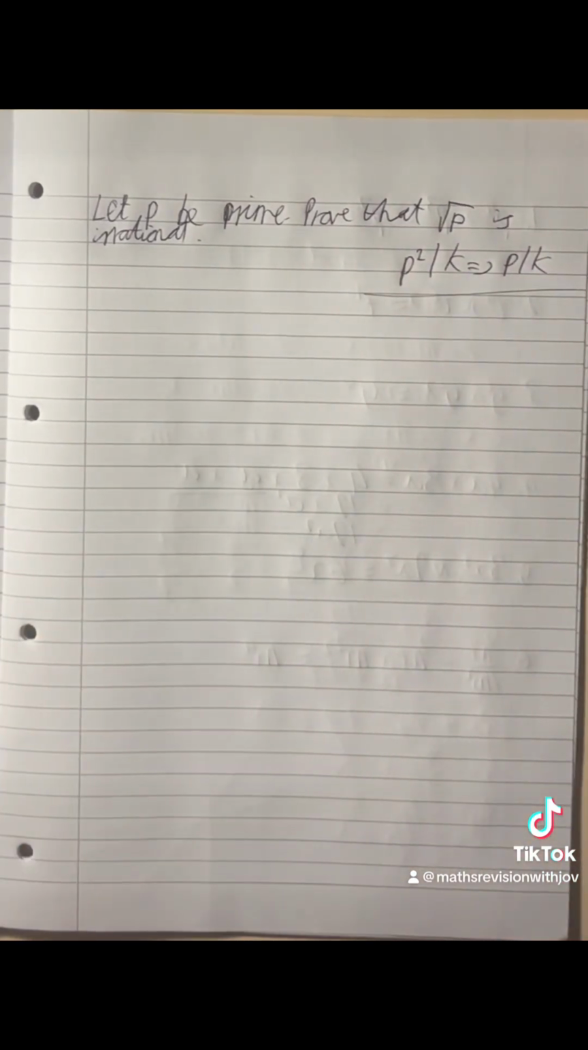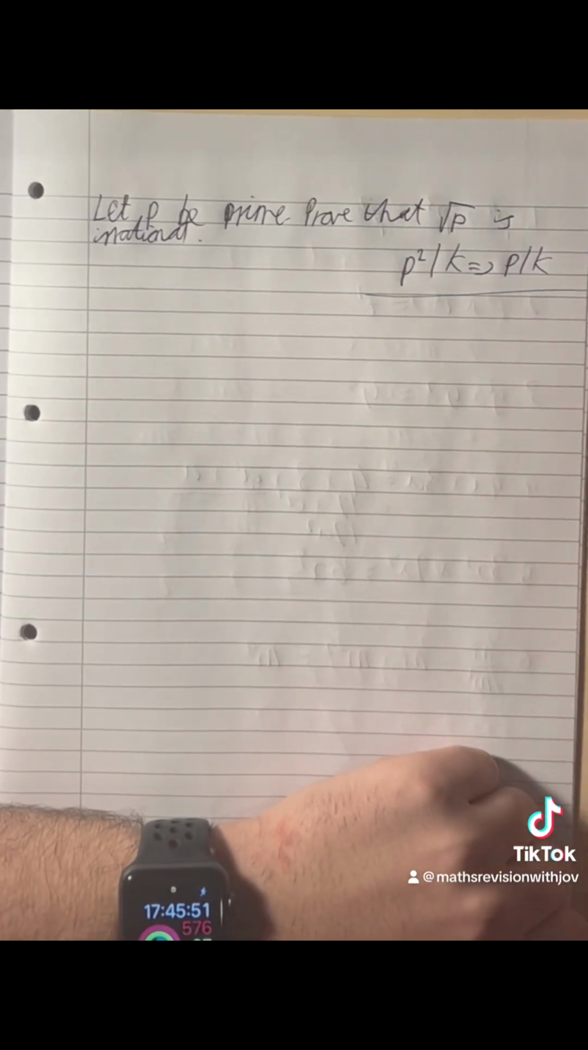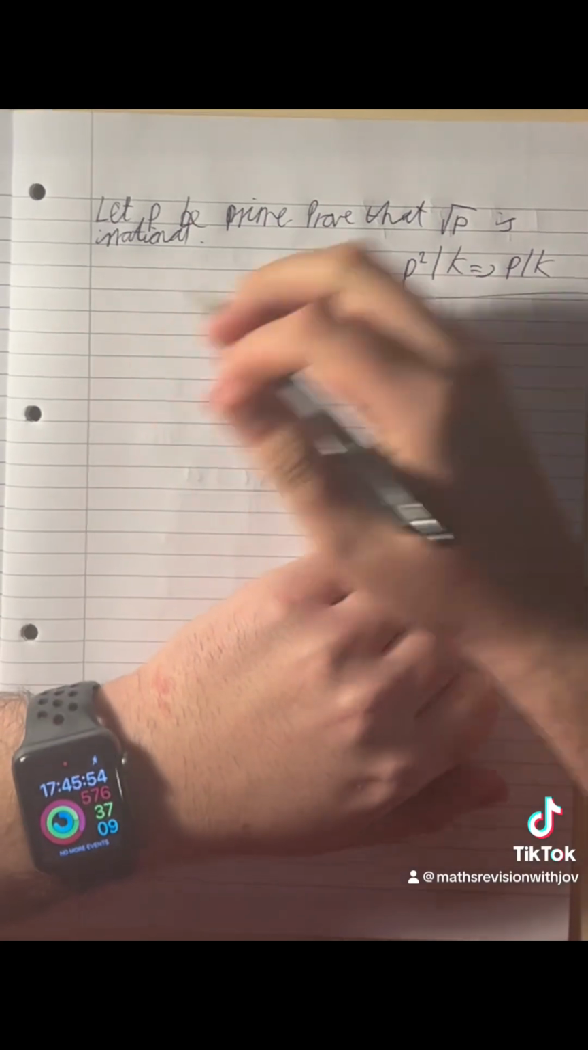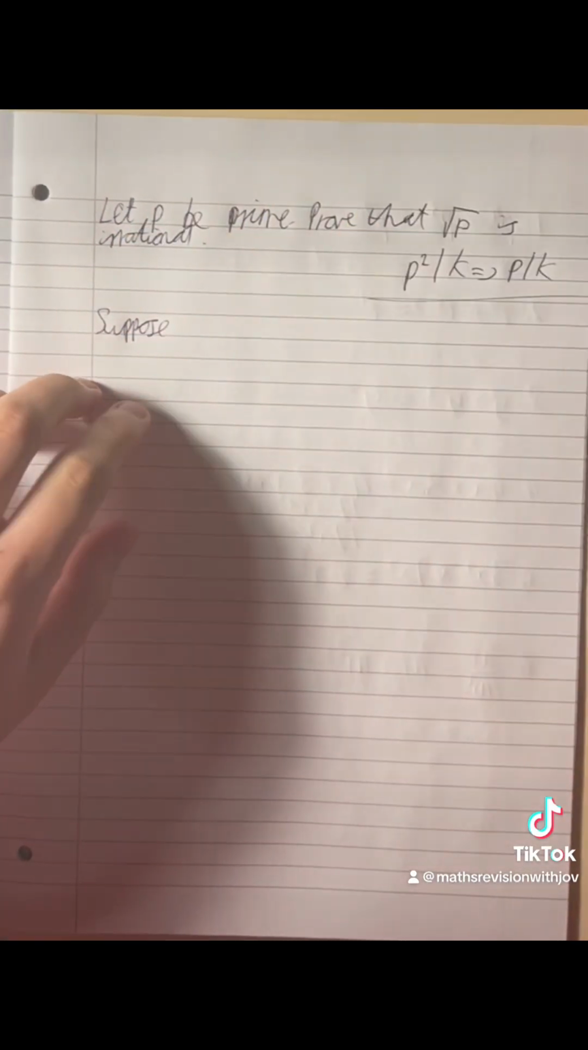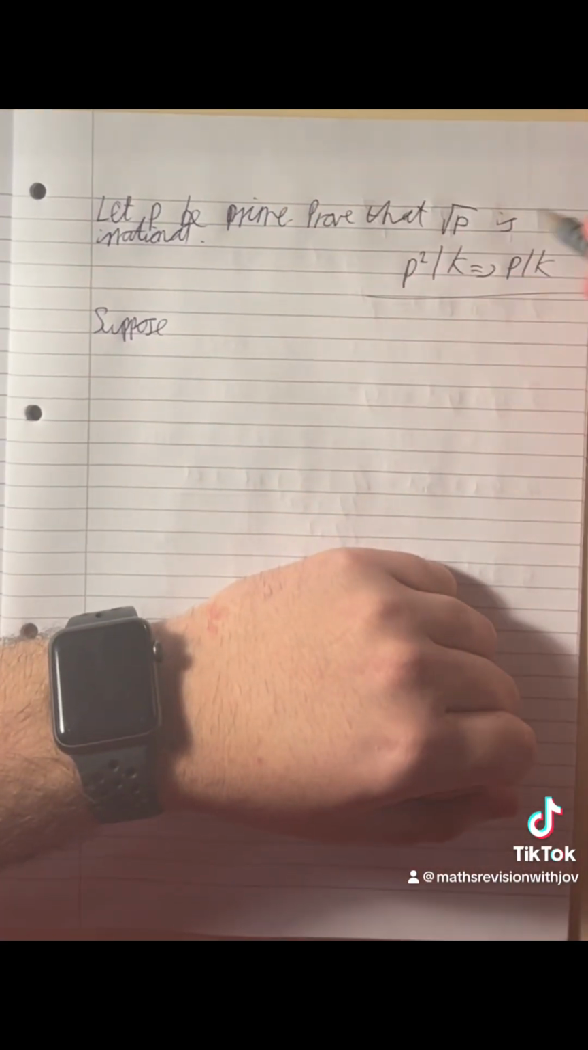So where do we start with this? Well, we want to assume the opposite, and then we want to lead to a contradiction. We call this proof by contradiction. So how would we do that? Well, we want to set up the negative statement. So we want to say, suppose that the square root of p is rational.